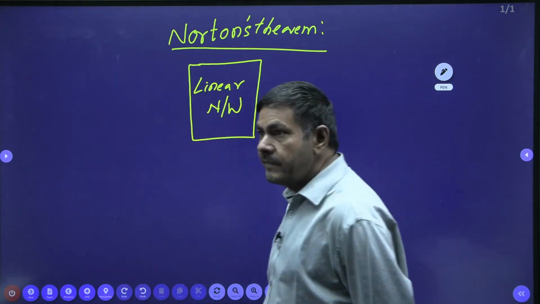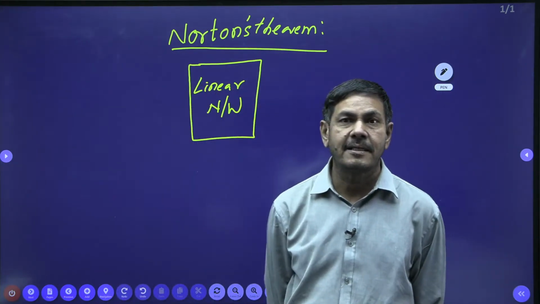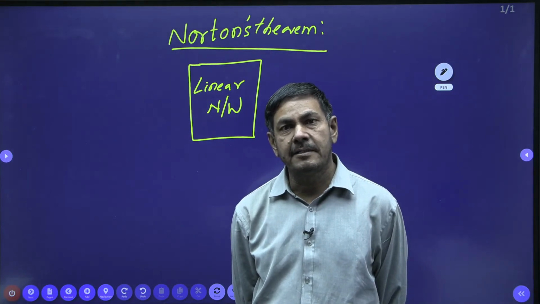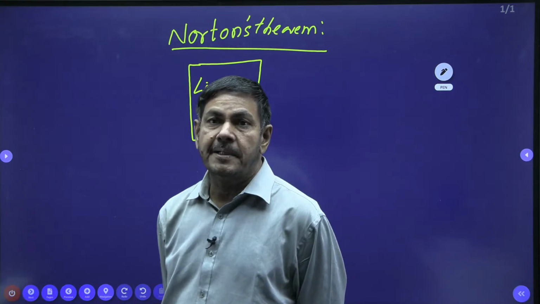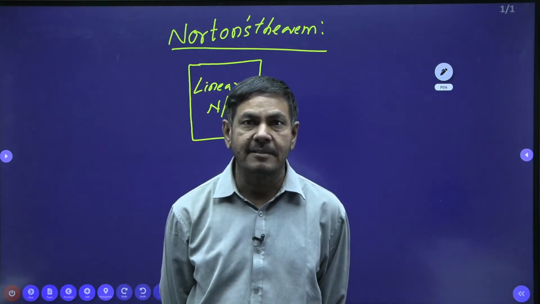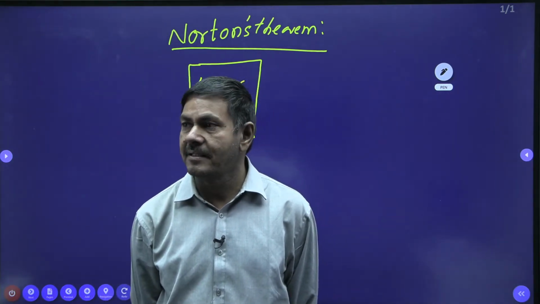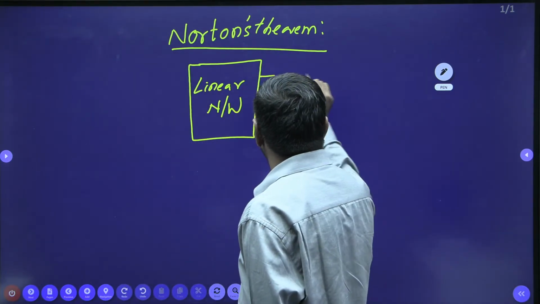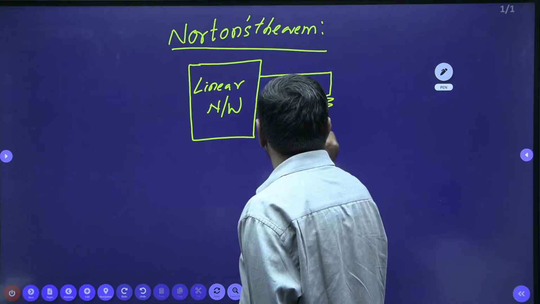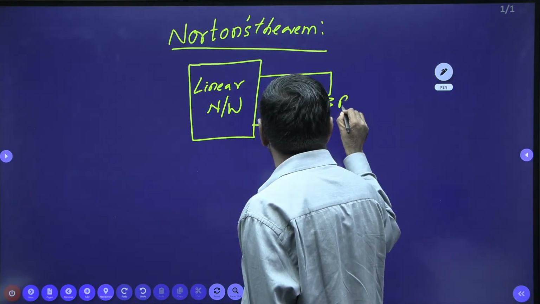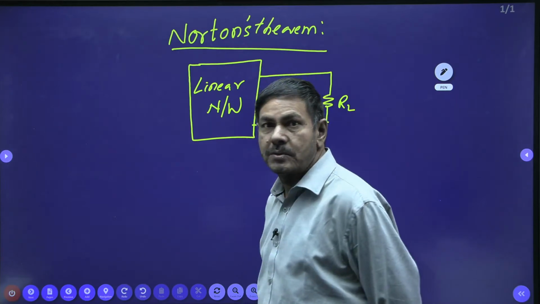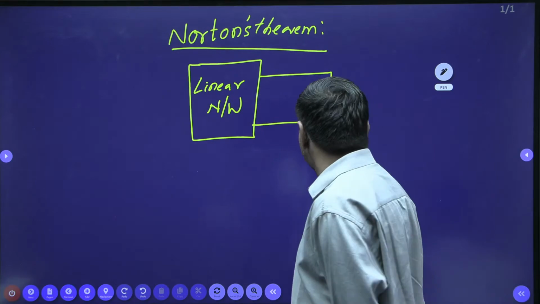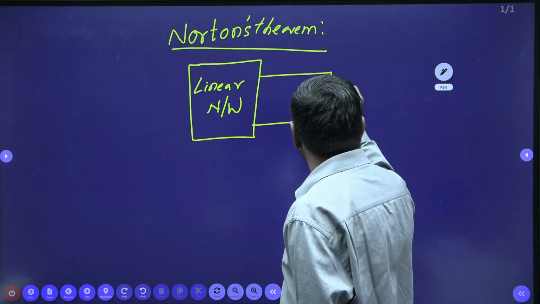This network is given with resistors, inductors, capacitors, and dependent or independent sources. That may be a voltage or current source. Then you can apply this theorem. Suppose it is connected with a load. RL is the load. The purpose of this theorem is to find the current passing through the load resistor.